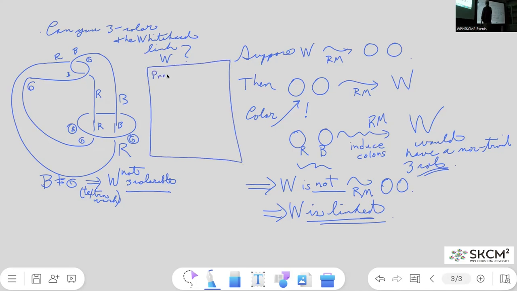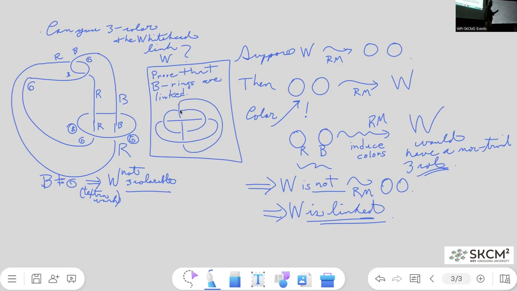Prove that the Borromean rings are linked. Now remember what the Borromean rings were. Borromean rings are these three. If you remove any one of them, the other two fall apart.